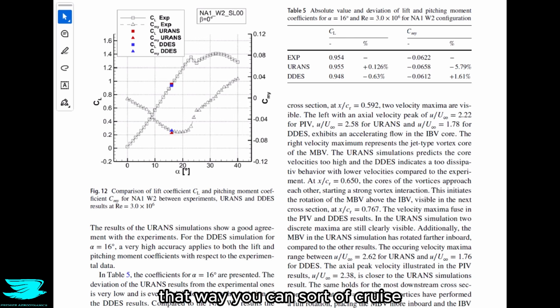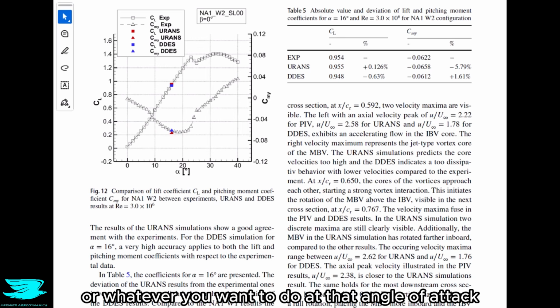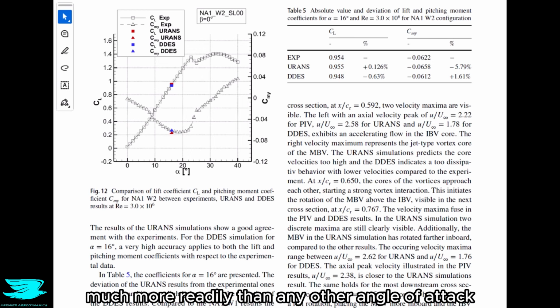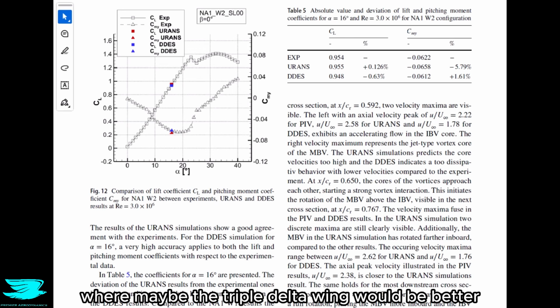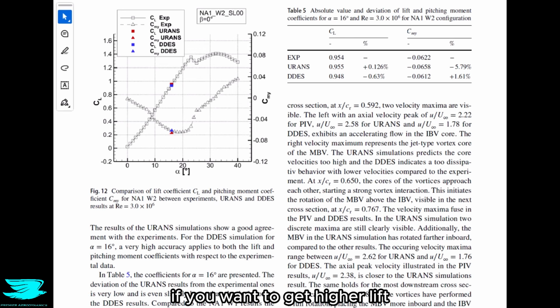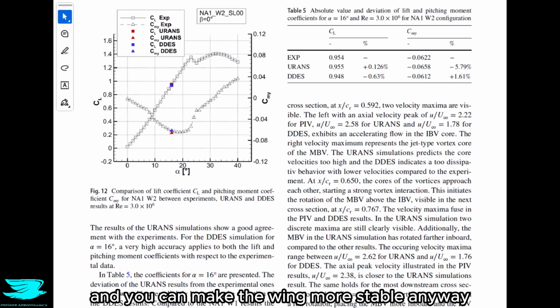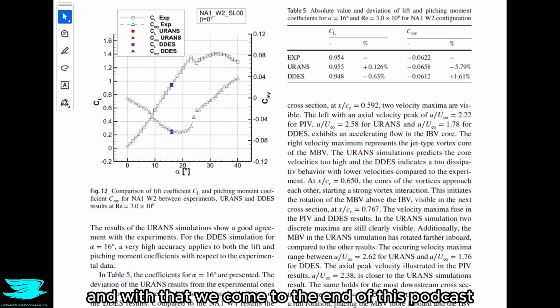That way you can sort of cruise or whatever you want to do at that angle of attack, and it wants to stay at that angle of attack much more readily than any other angle of attack. That'll make it far easier to control. So the double delta wing is probably better overall in its performance, but there would be situations where maybe the triple delta wing would be better if you want to get higher lift and you can make the wing more stable anyway. And with that, we come to the end of this podcast.